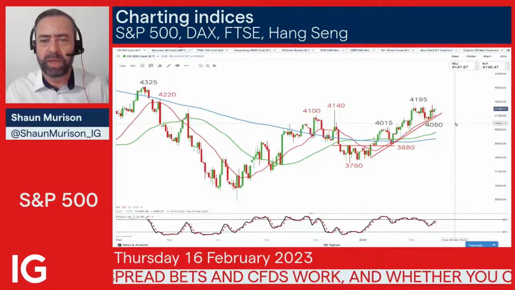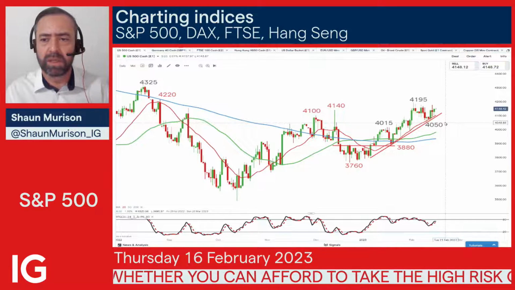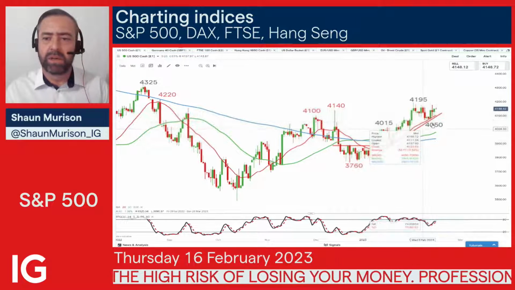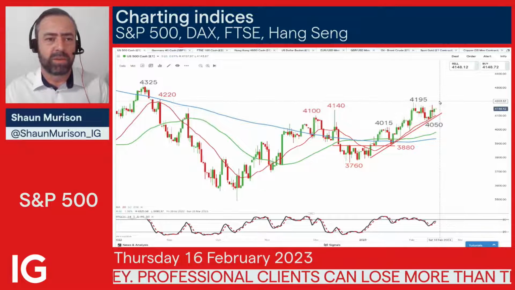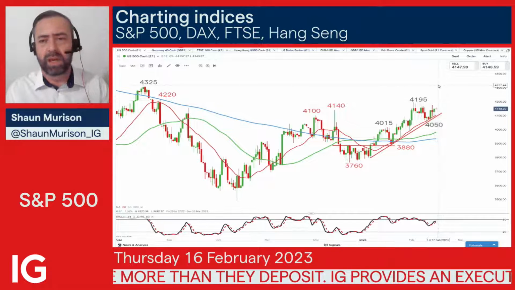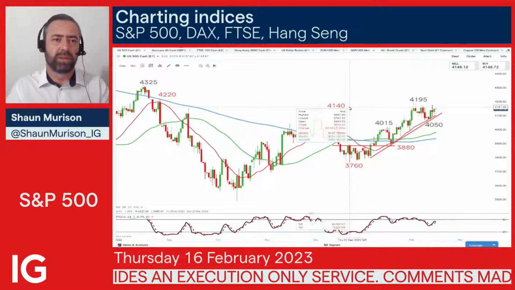Our view is still to buy into pullbacks on the S&P unless we see a deeper pullback in that market. We can keep stops on a trailing level using that trend line at this stage. We're looking for a break above 4195 before we start targeting 4,220 and possibly even 4,325. That's on the S&P 500.